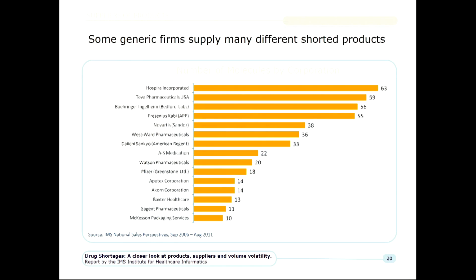Just a couple quick slides here. Some generic firms supply many shorted products. This is from a 2011 IMS document. You see Hospira with 63 products that were shorted. I think Hospira's still got issues with their Kansas manufacturing plant. That's been very, very prominent. But there are other multi-product firms: Teva, Bedford Labs, Fresenius Kabi, Sandoz, the subsidiary of Novartis, and others.